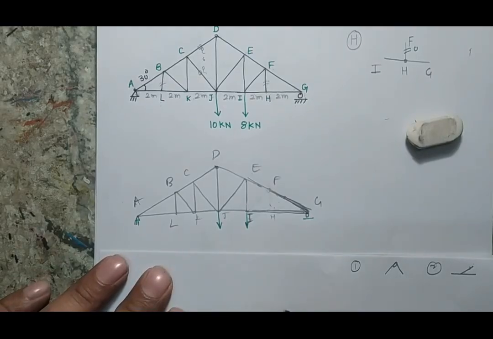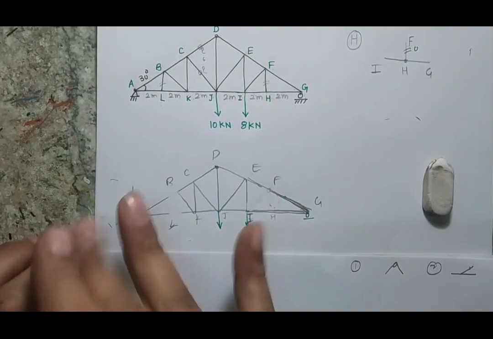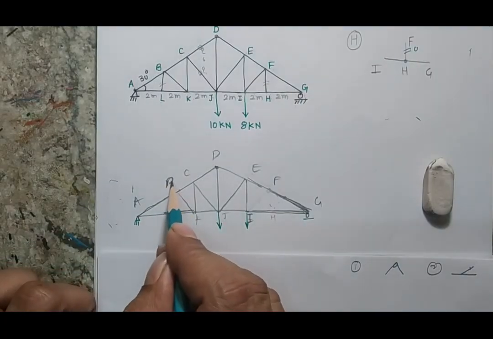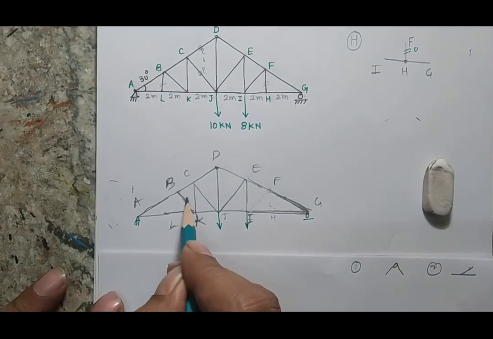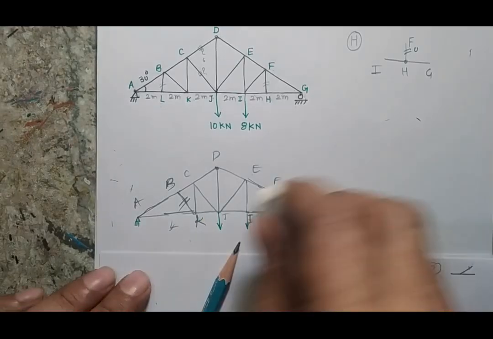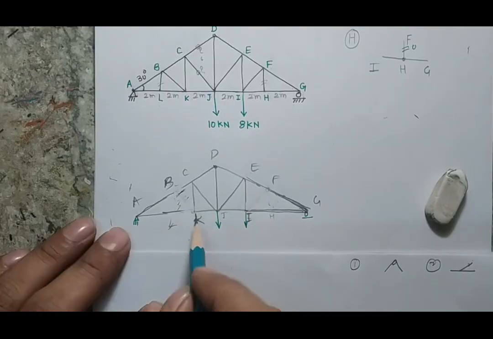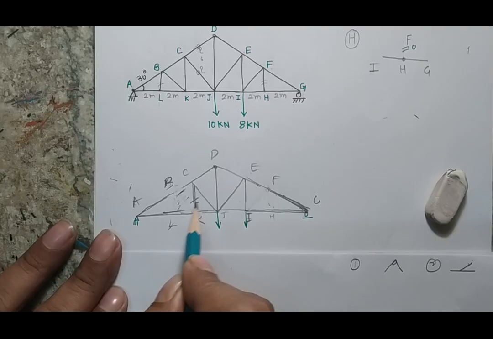Similarly, when I see the other side, I can remove the L. As I remove the L, I know that BK has become a zero force member. As I remove the BK, I know that my KC will be a zero force member, because now these are collinear members and this is a perpendicular branch, so this will be zero. When I remove KC, the CJ will also become a zero force member.